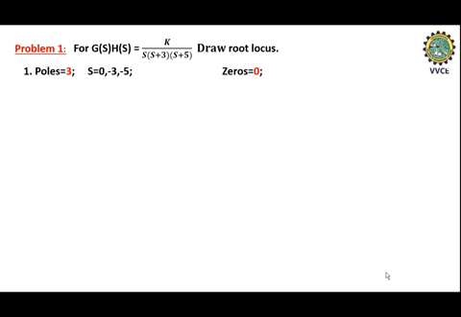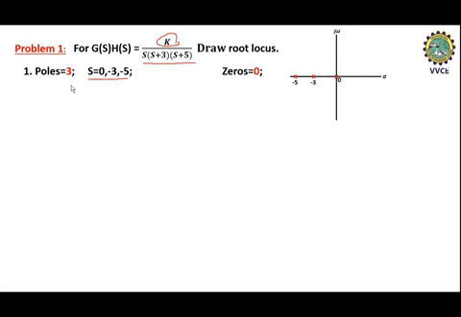We already know that the zeros can be obtained from the numerator function. Here there are no s terms, so there are no roots from the numerator function. From the denominator function we can obtain 3 roots, that is s equal to 0, s equal to minus 3 and s equal to minus 5. The roots obtained from the denominator function are called poles. The number of poles is equal to 3.